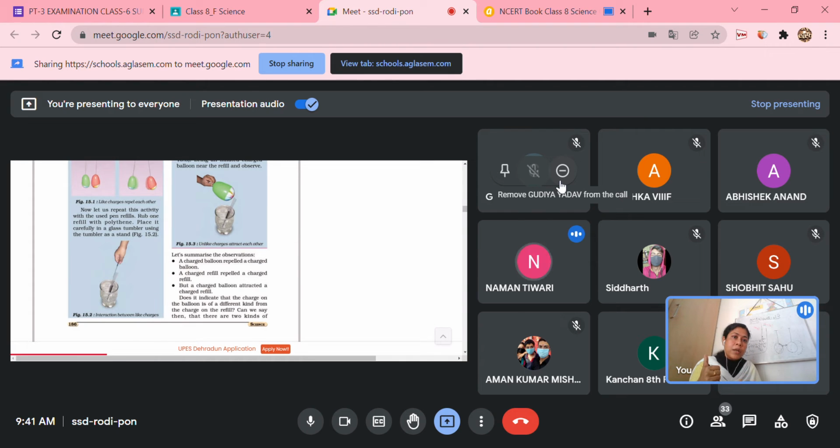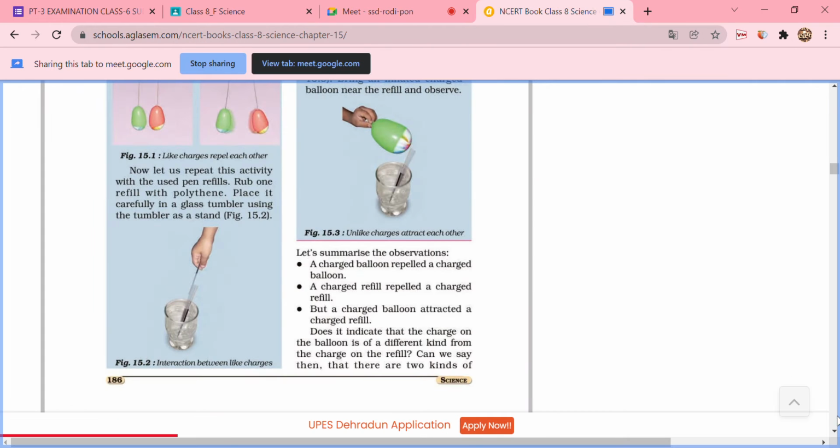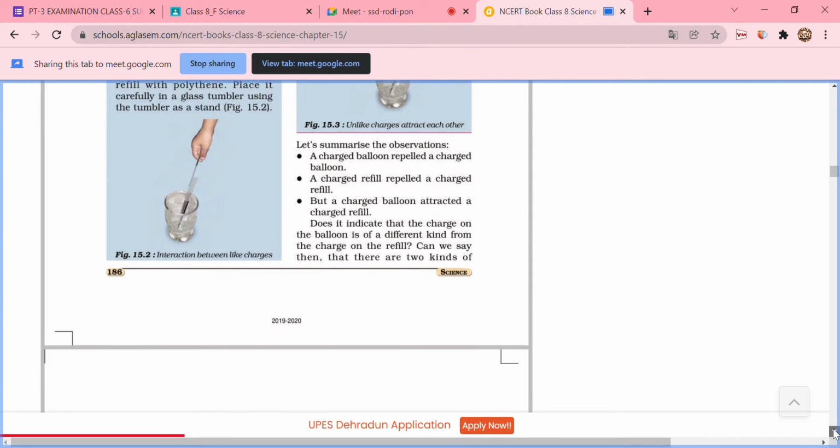If we are just getting repulsion, there must be that the charges on the balloon and the charges on the refill are different. That is why we have seen the attraction between the two. Clear? Is this clear to everyone? Okay. Now, Abhishek, you can continue.